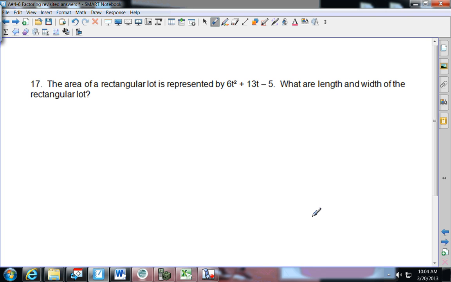All right, number 17. You're going to have problems like this on your quizzes and tests. It says the area of a rectangular lot is represented by. So it's giving you the area or the product. What is the length and the width? So what are the factors?